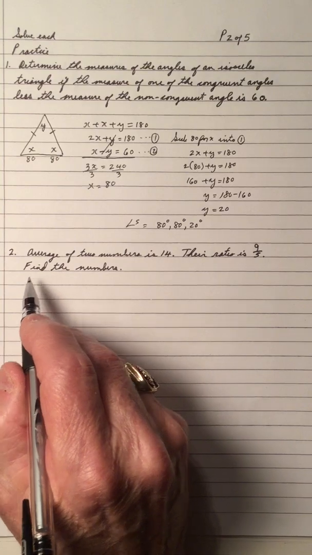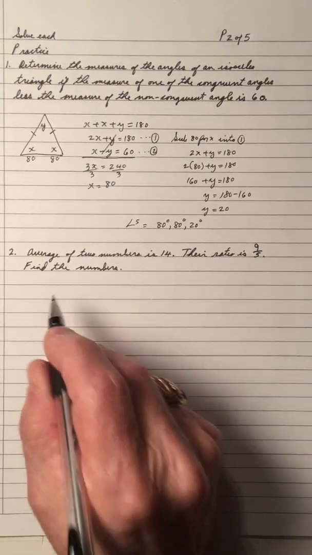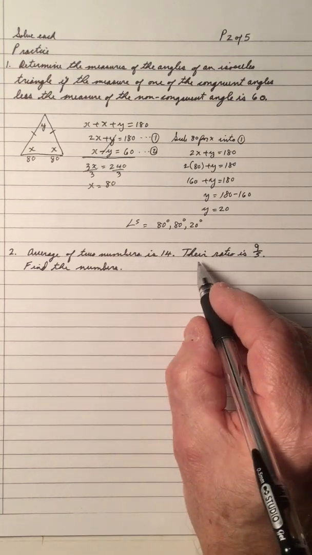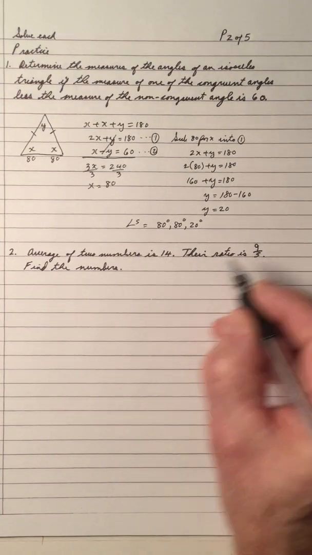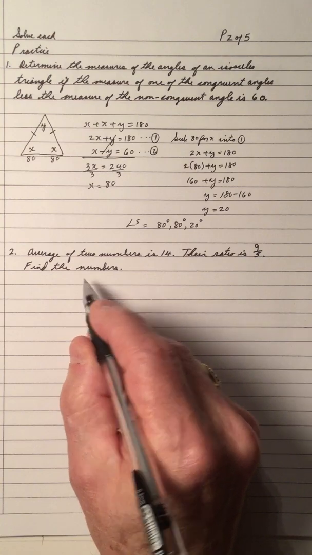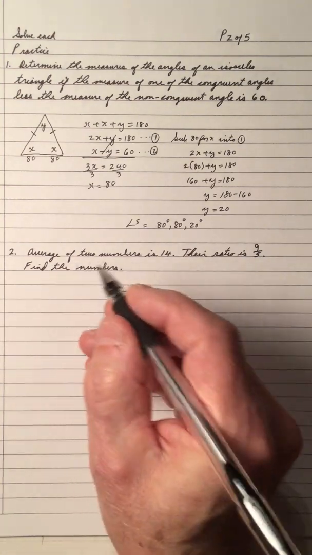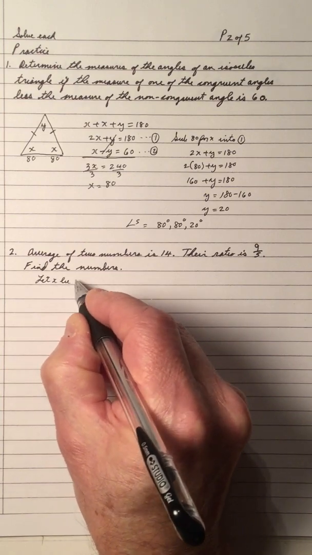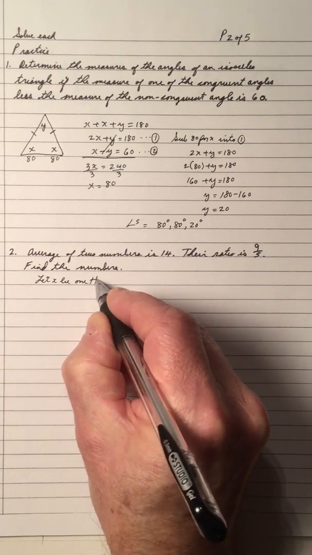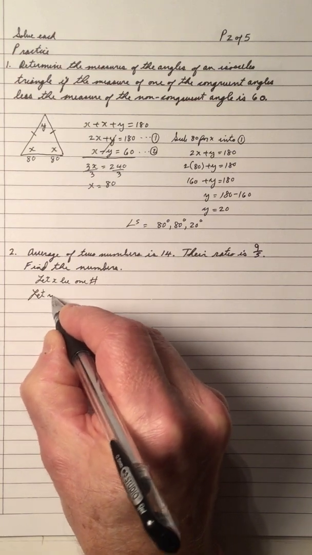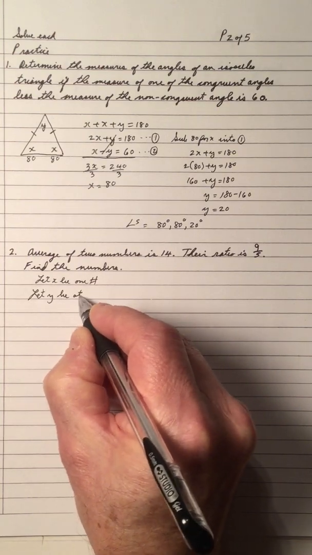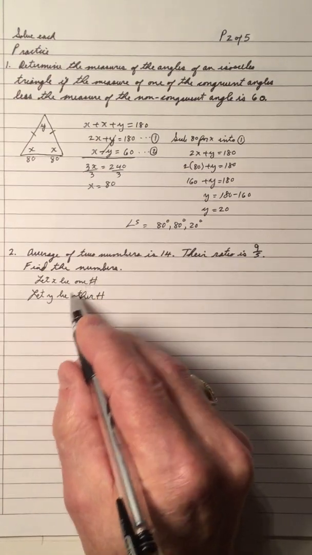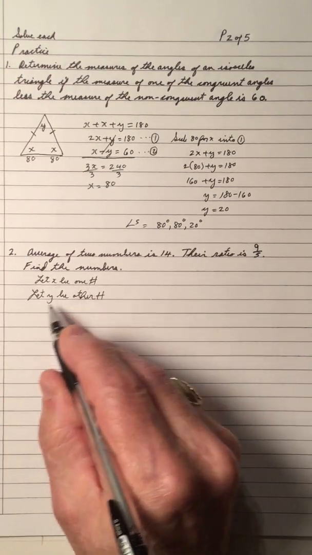Let's do number 2. Remember, pause the video and work out the answer and press play to see if you get it right. The average of two numbers is 14. The ratio is 9 to 5. Find the numbers. You got two numbers, but we don't know what they are. So we're going to let x be one of the numbers, and we'll let y be the other number.